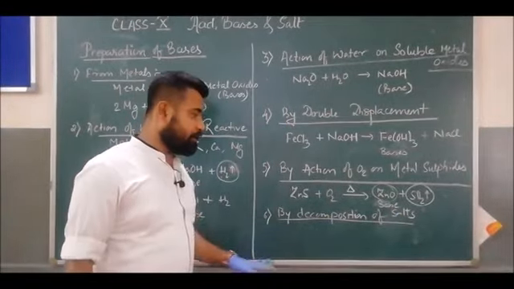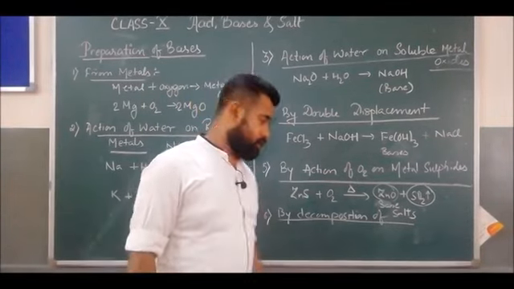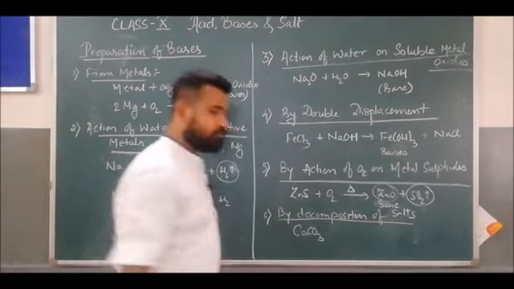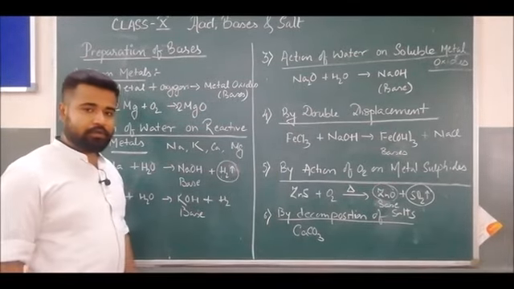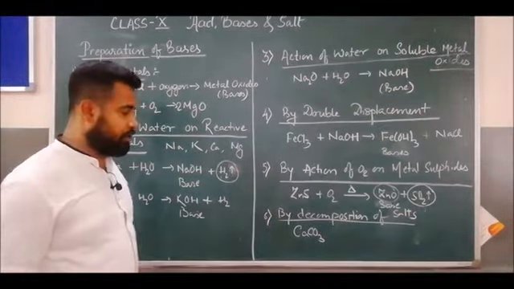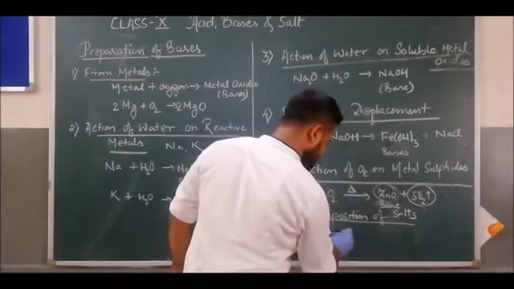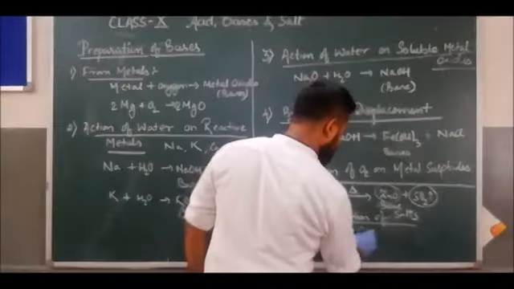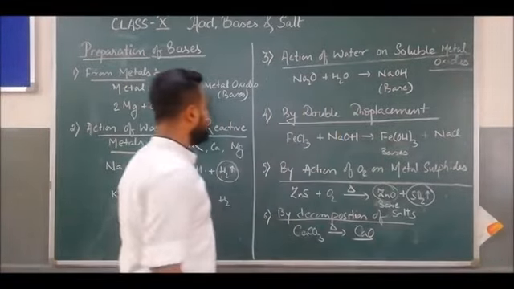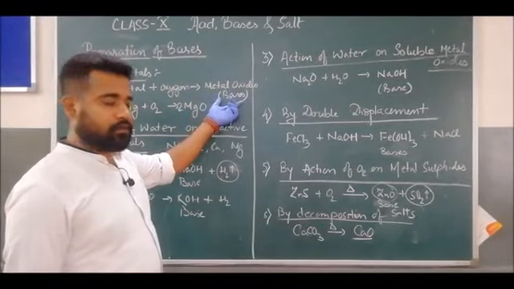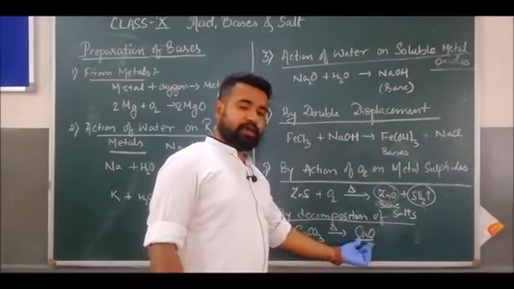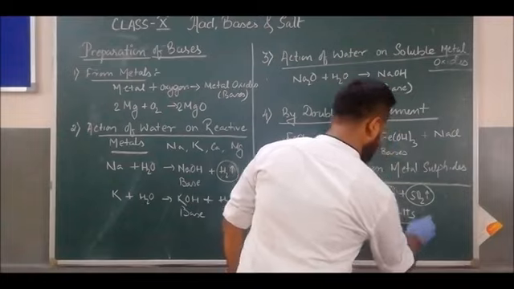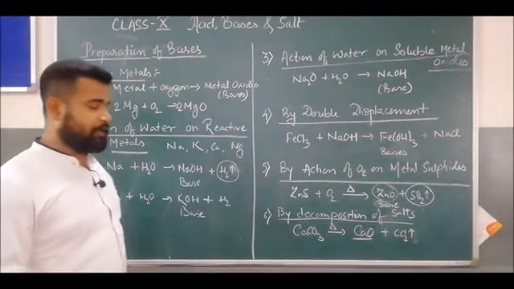Now the sixth method, by decomposition of salt. We know that calcium carbonate. You know about calcium carbonate? So calcium carbonate when heated, it gives calcium oxide. Again we are getting metallic oxide. Metallic oxides are bases. Again we are getting a metallic oxide, and what is the specialty here? It evolves carbon dioxide gas.